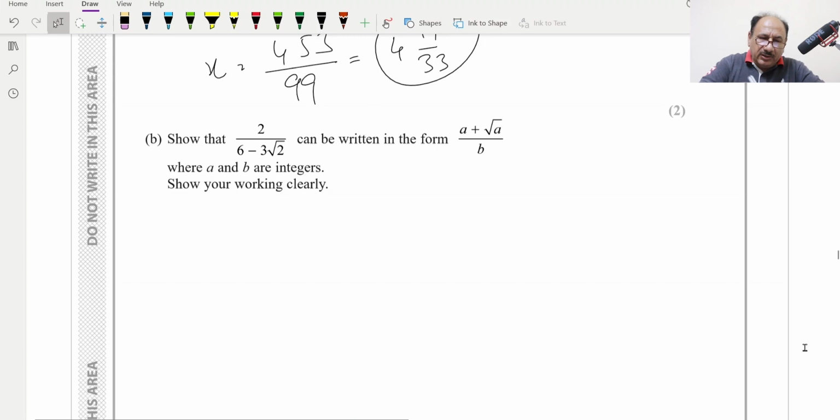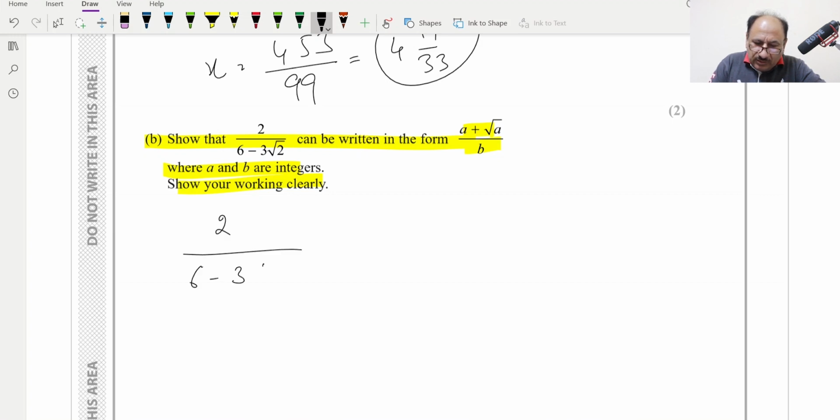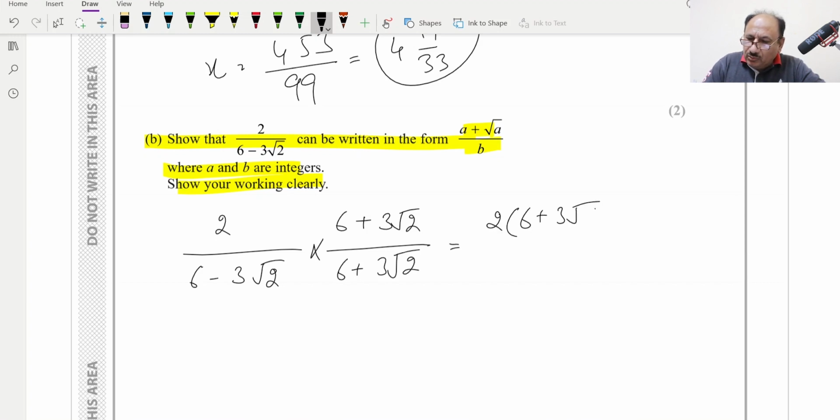And then part B, show that this can be written in this format. Basically we have to rationalize this, where a and b are integers. So 2 over 6 minus 3 under root 2, and for rationalization we multiply and divide by the opposite sign. So 6 plus 3 under root 2 over 6 plus 3 under root 2, and this will be equal to 2 into 6 plus 3 under root 2.